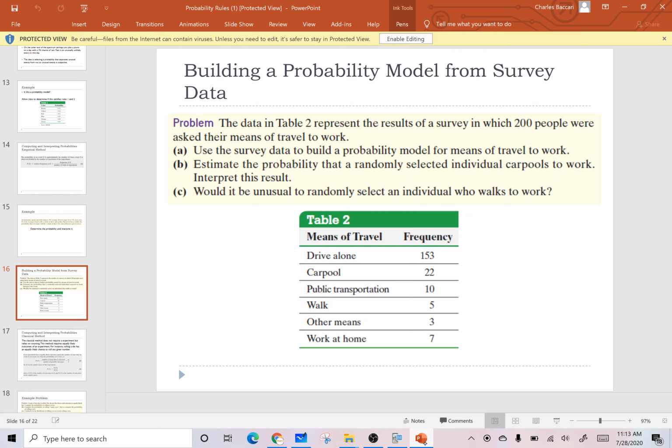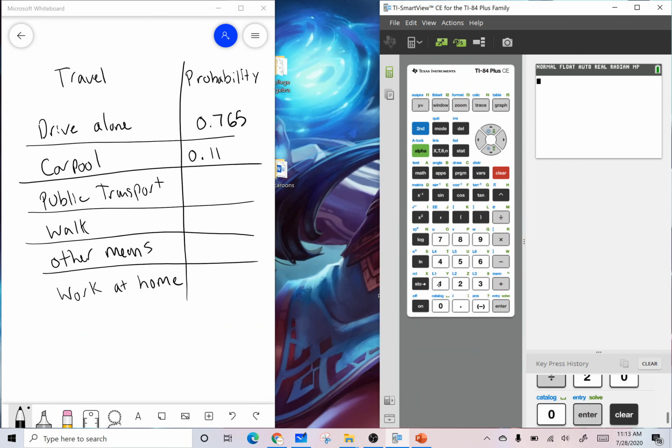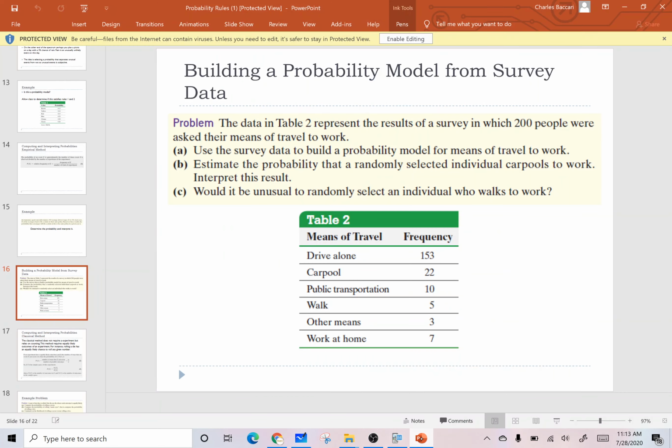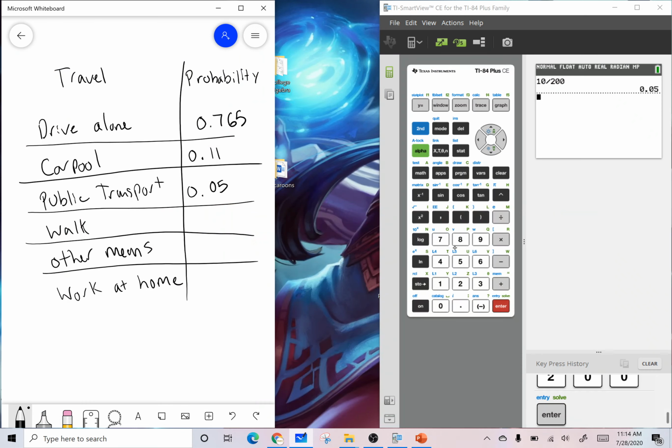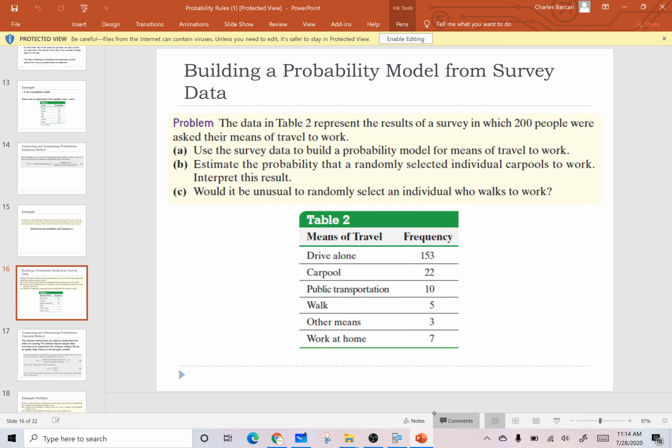Next one, 10 public transport. 10 divided by 200 is 0.05. Okay. We have walk, which is 5 out of 200, which is half of that, 2.5%, 0.025. Next one, we had 3 people who chose other means. It's 7.